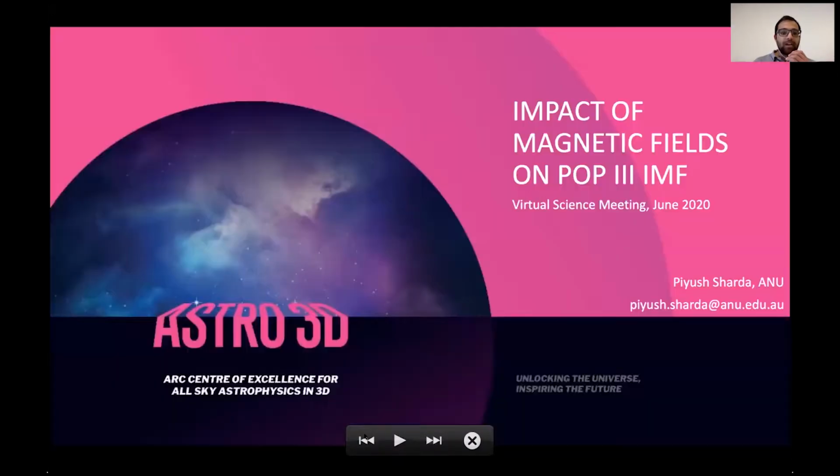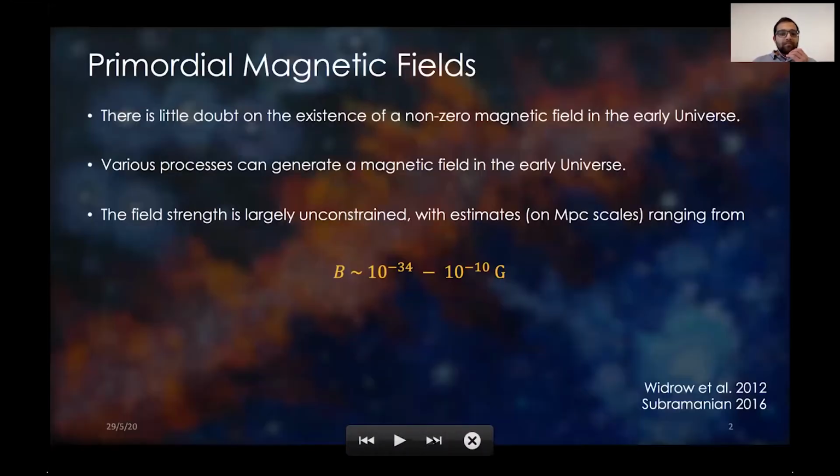Okay. So the reason why we care a bit about primordial magnetic fields when we talk about star formation, in particular population 3 star formation, is because there is very little doubt now that a primordial field existed in the early universe.